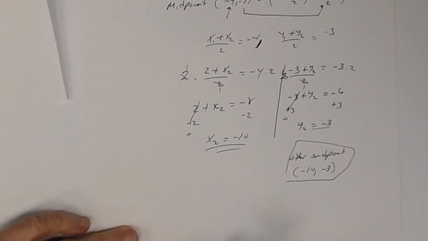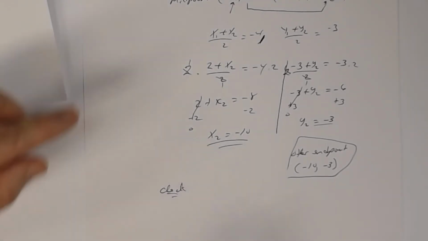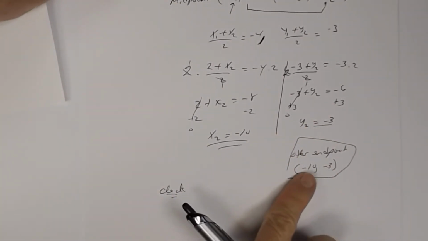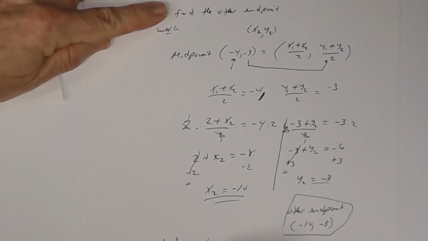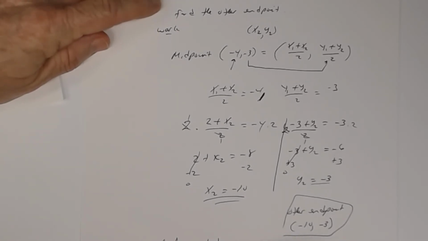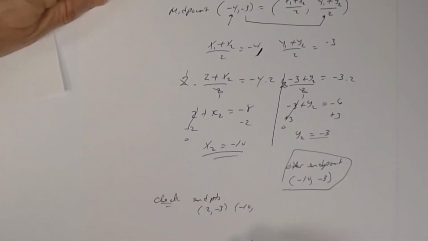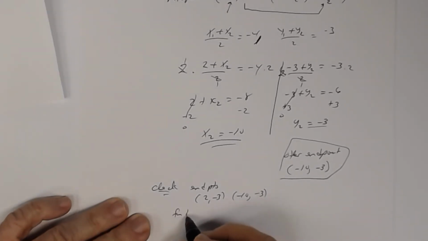All right, so let's check it. Let's check to make sure that's correct. All right, so here's how I want to check it. I know my endpoints now, right? So the endpoints we know are 2, negative 3, and the other one is negative 10, negative 3. So let's find the midpoint. So that's how you would check it.